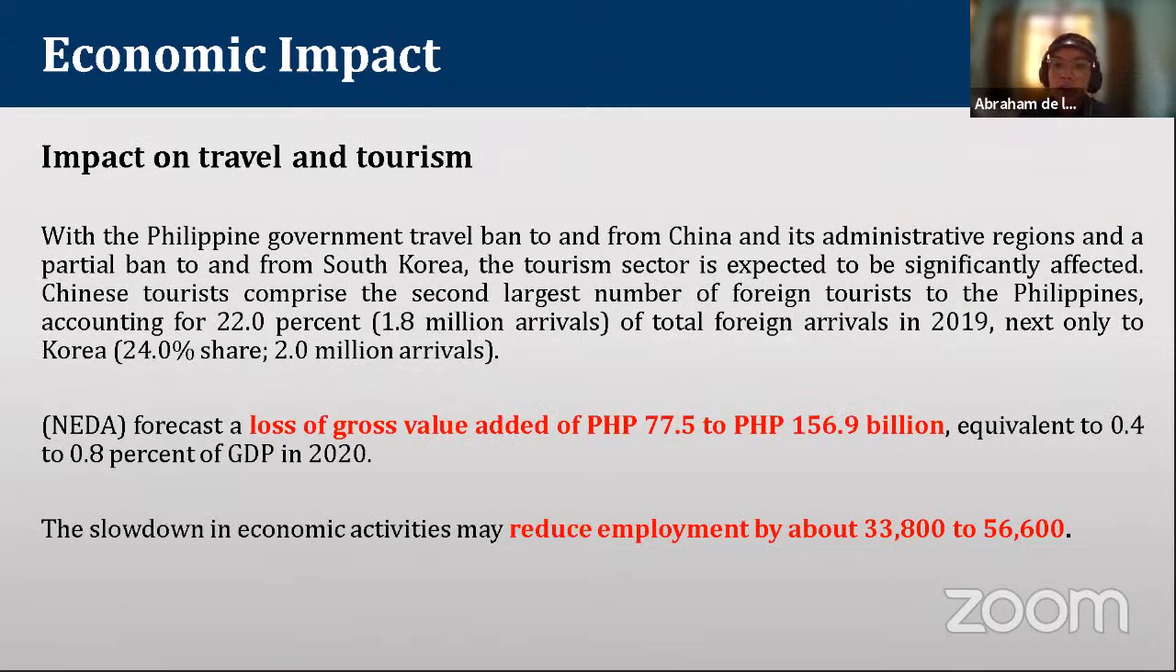Next, to discuss the impact of the pandemic on travel and tourism. Korean and Chinese tourists comprise the largest number of foreign tourists in the Philippines. That is why with the Philippine government travel ban to and from China and Korea, the tourism sector is significantly affected. NEDA forecast a loss of GVA of 77.5 to 156.9 billion pesos, which is equivalent to 0.4% to 0.8% of GDP in 2020. The slowdown in economic activities may reduce employment by about 33,800 to 56,600.